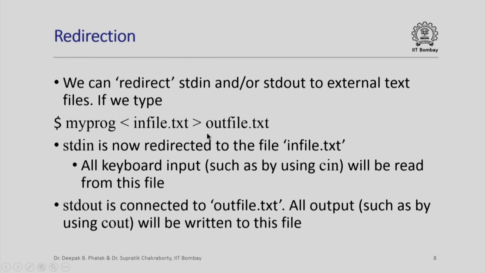Now this command line means that do not read data from STDin but read from infile.txt. In short, STDin is now redirected to the file infile.txt. So all keyboard inputs such as by using cin will now be read from this file and not from keyboard. Similarly, > outfile.txt means that STDout is connected to outfile.txt. So, all output such as that produced by using cout will now be written to this file.